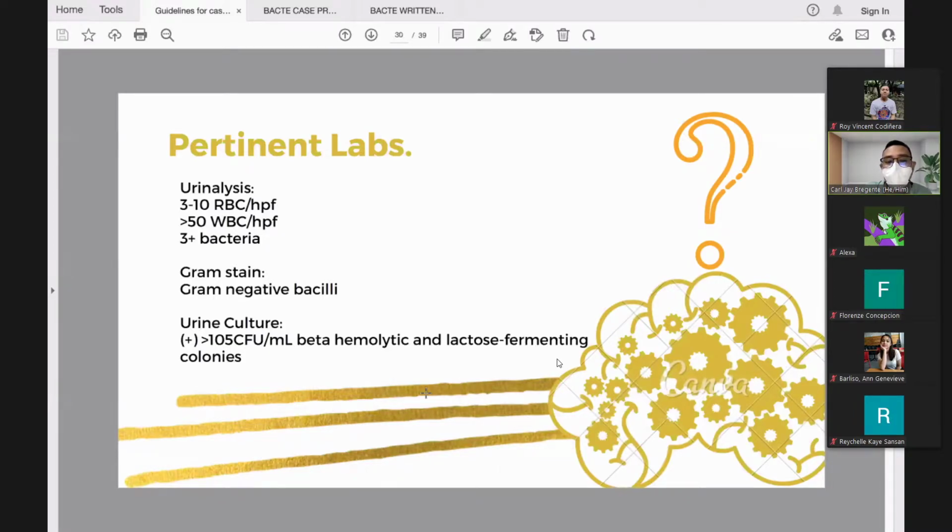Also, the patient underwent microbiologic testing. The gram stain result of the urine shows gram-negative bacilli, and the culture shows 10^5 CFU per mL of beta hemolytic and lactose-fermenting colonies.